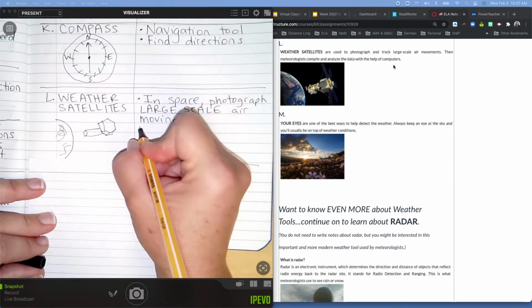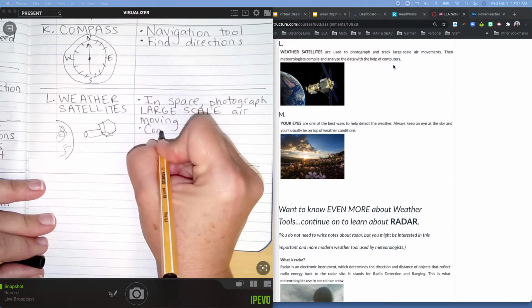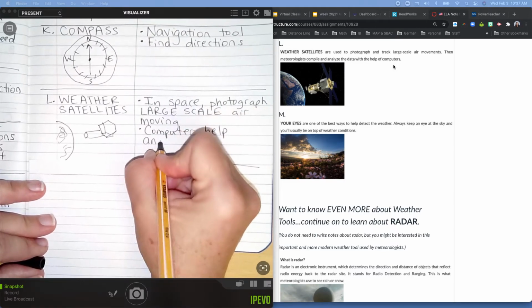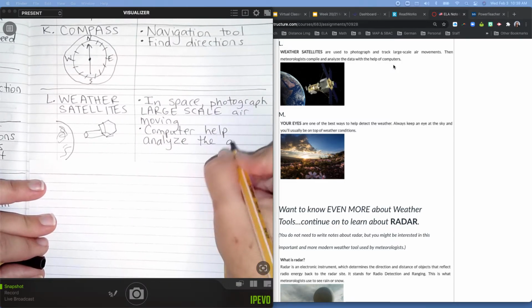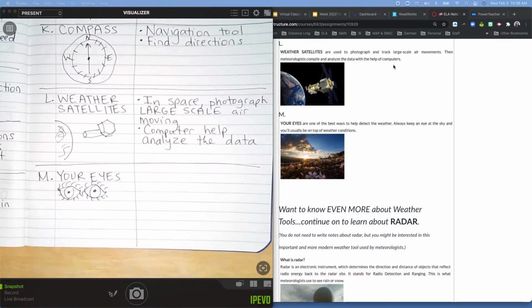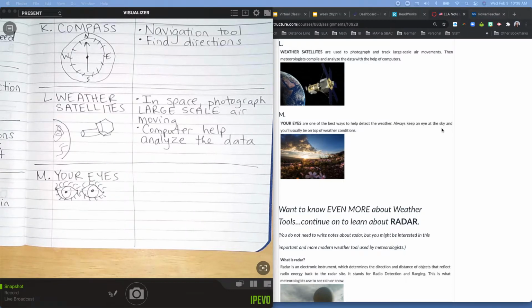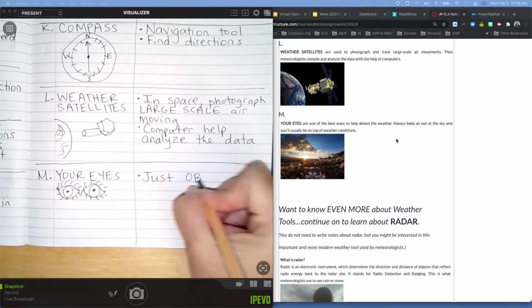And then the meteorologists, computers help analyze, or just think about, look for patterns in the data that they collect. Both pronunciations are correct. The last tool is one you guys all have, your eyes. So your eyes are one of the best ways to help detect the weather. Always keep an eye at the sky and you'll usually be on top of weather conditions. So just observe.